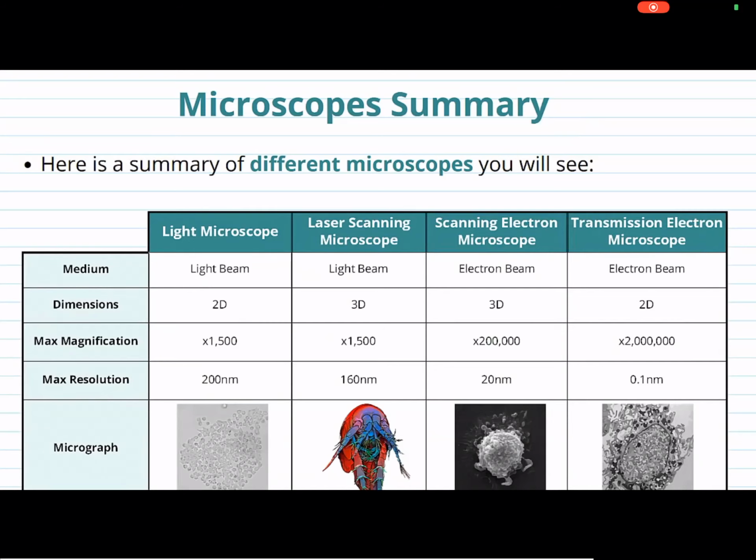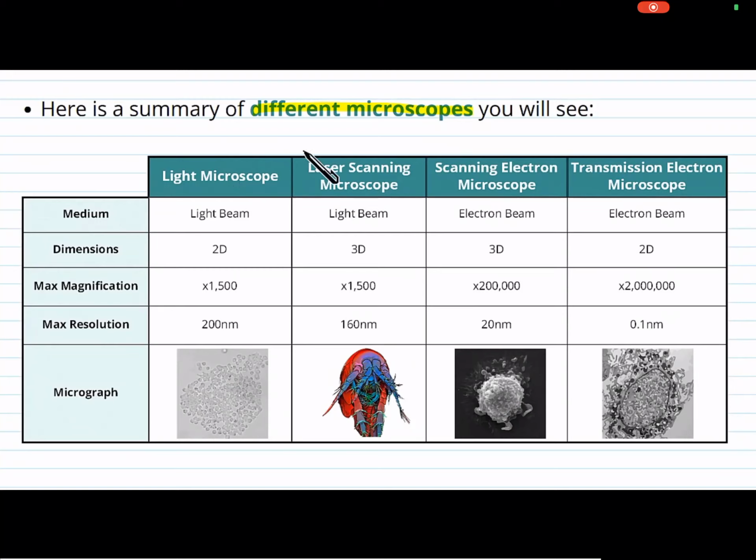Here's a summary of the different types of microscopes that you might see and the ones that we've been through. Let's talk about the light microscopes first. The light microscope and the laser scanning microscope both use a light beam. Light microscopes only give us a 2D image, the laser scanning ones give us 3D. They have the same magnification at about times 1500, and the resolution is slightly better on the laser scanning one at 160 nanometers, but only 200 on the light microscope. Both of them can be used on living specimens, and the laser scanning microscope gives us a 3D image.